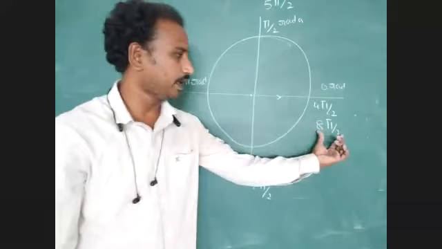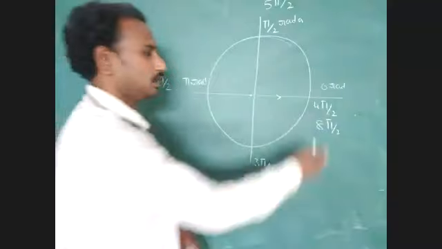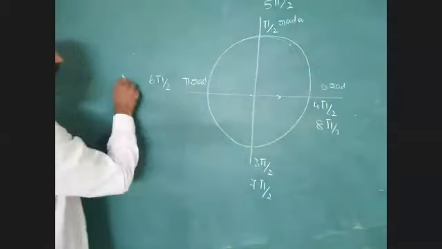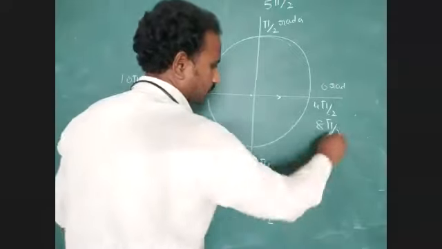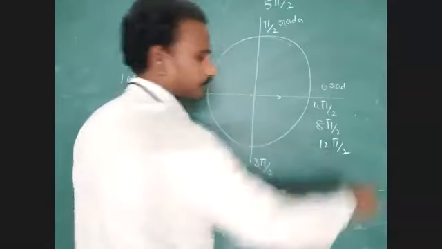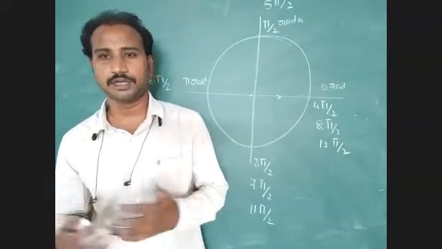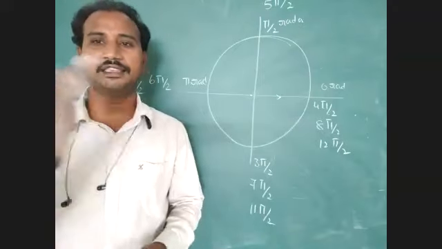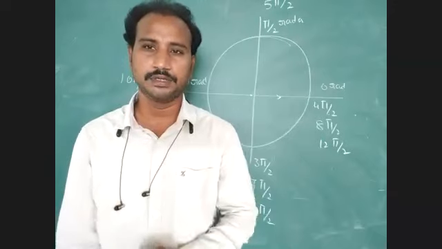Okay, the final angle, how much? 8 pi by 2. Another rotation we have to consider: 8 pi by 2, next 9 pi by 2, next 10 pi by 2, next 11 pi by 2, next 12 pi by 2. Like that we have to consider n number of rotations in a circular path. How many rotations? N number of rotations. What is the final nth angle? This is the important point.